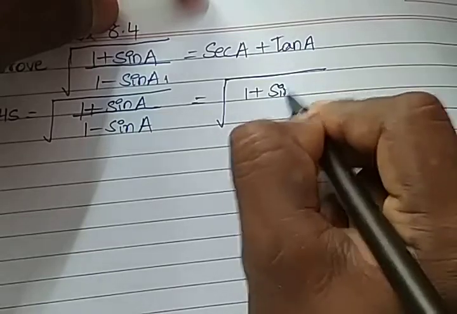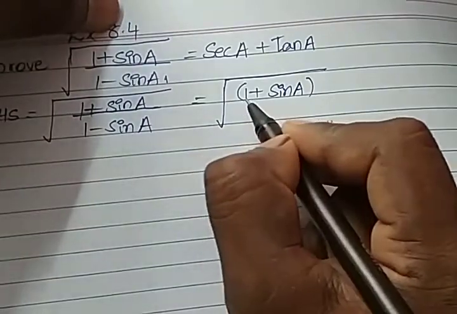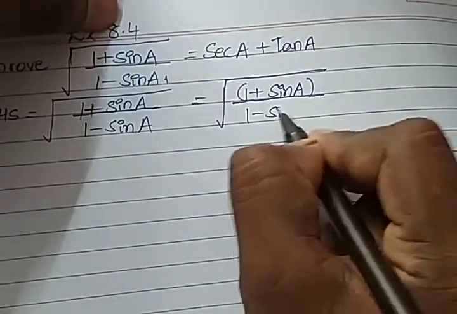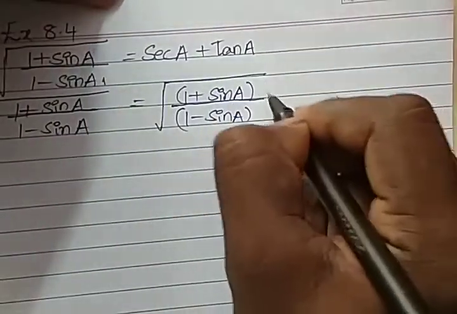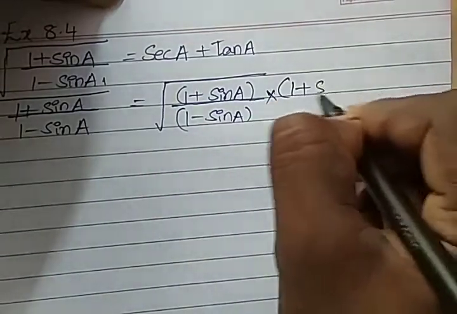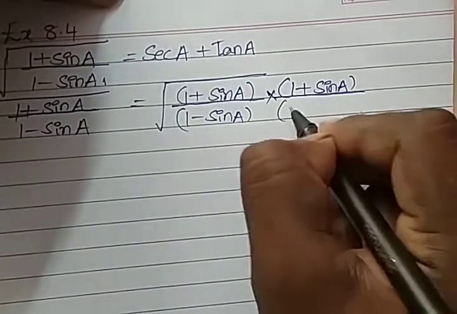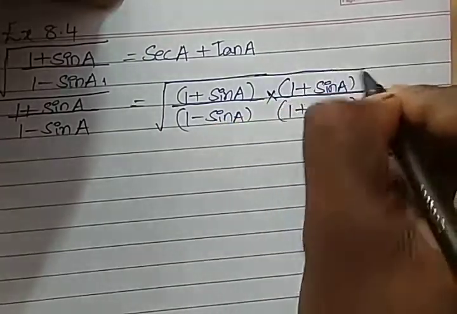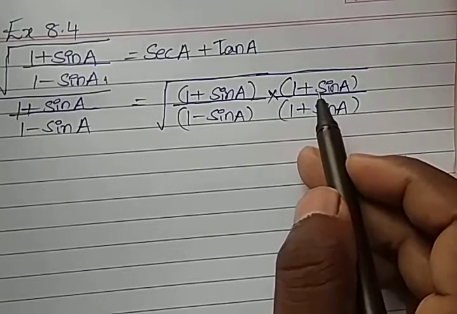Okay, so I'm going to take it as 1 plus sin a and I'll multiply both the terms by 1 minus sin a. This is as it is. This I'm going to multiply with the numerator. Whatever value is in the numerator, I will multiply the same in the numerator and denominator, 1 plus sin a. So when I multiply this, what do I get? 1 plus sin a into 1 plus sin a, I will get 1 plus sin a whole square.